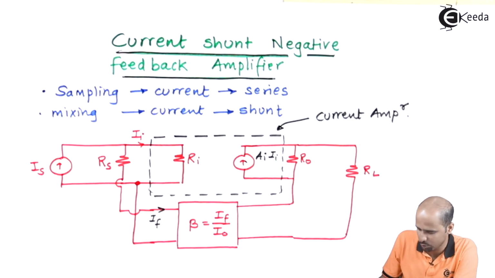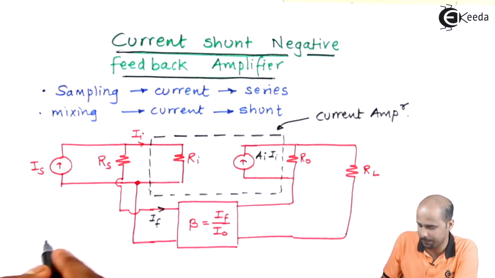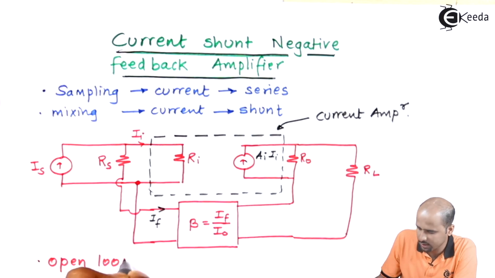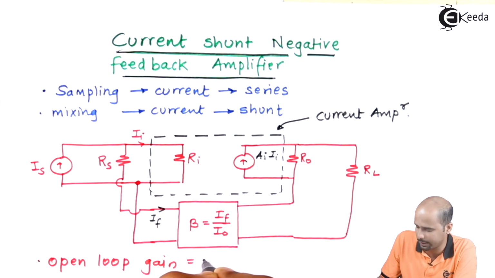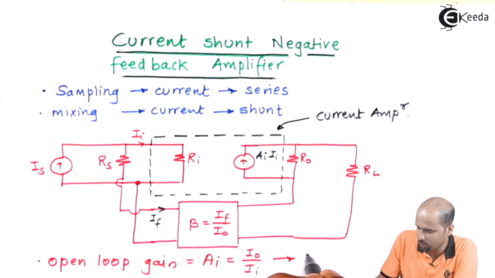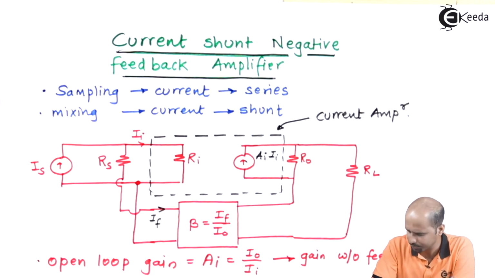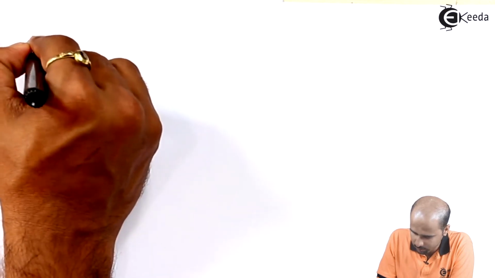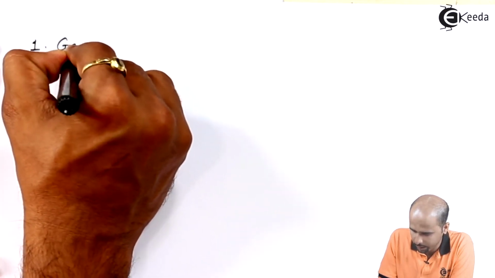Before starting this analysis, we note what your open loop gain will be. Your open loop gain is AI, that is in the form of current gain. So it's IO divided by II, right? And that is also called the gain without feedback. So far so well. Now we'll start with our analysis to find the first parameter, that is the gain. So the first parameter is the gain with feedback.